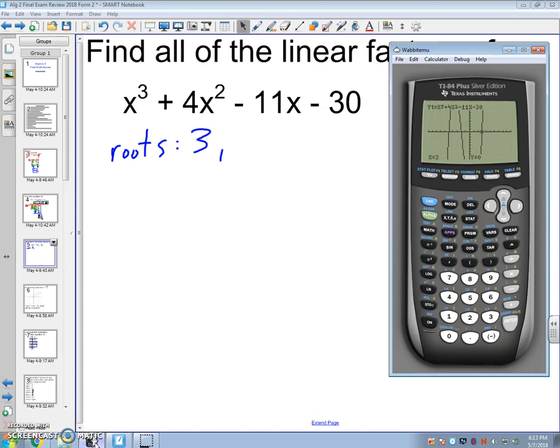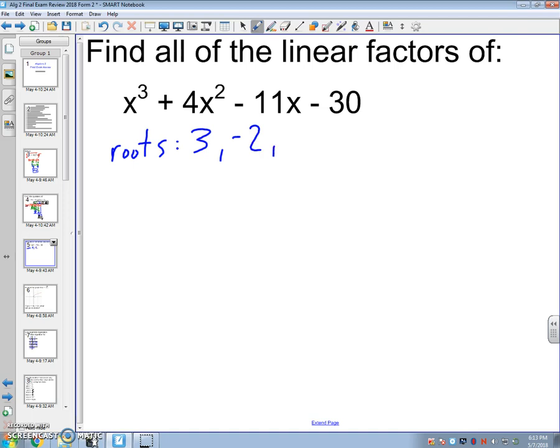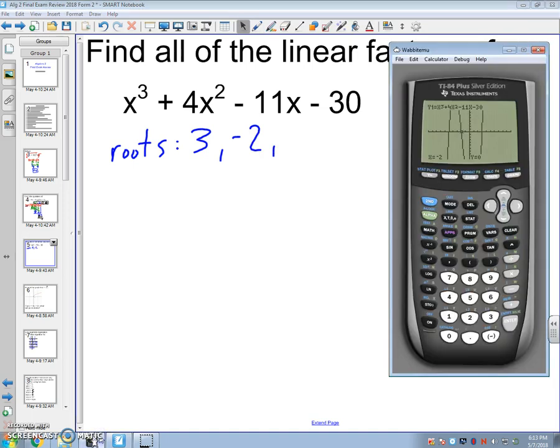What else do I have? I'm going to count negative 1, negative 2. It looks like negative 2. I'm going to trace negative 2. That is also y 0, so that is also a root, negative 2. And let's see, negative 3, negative 4, negative 5. Looks like negative 5. Trace negative 5. Y is 0, that's also a root. I found my 3 roots.